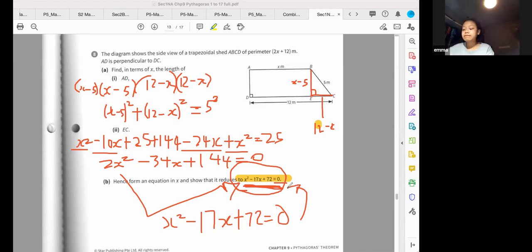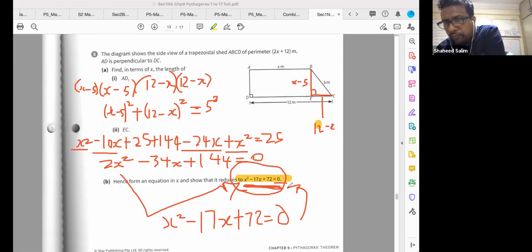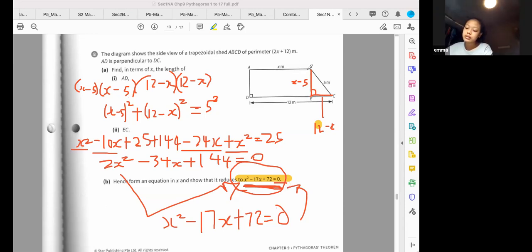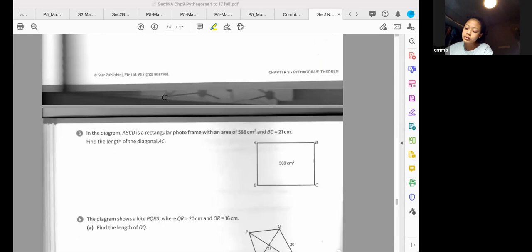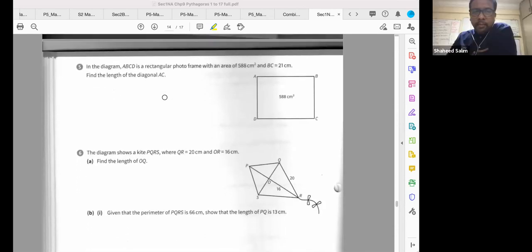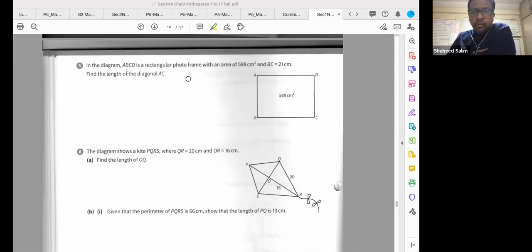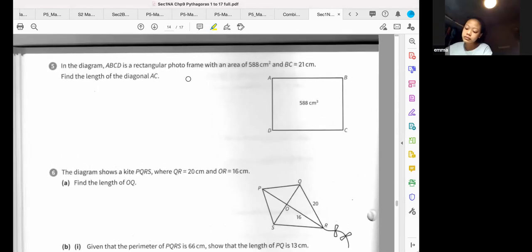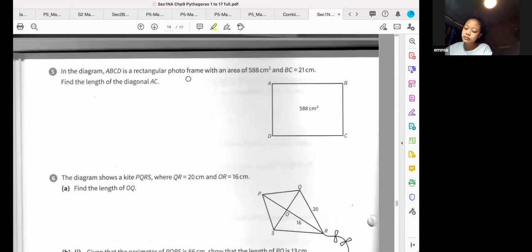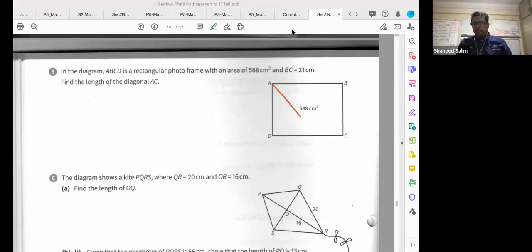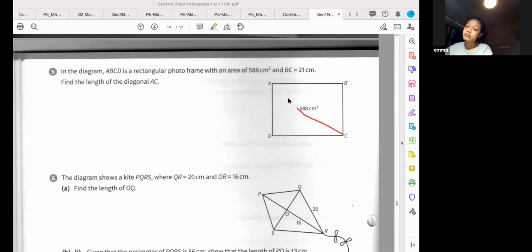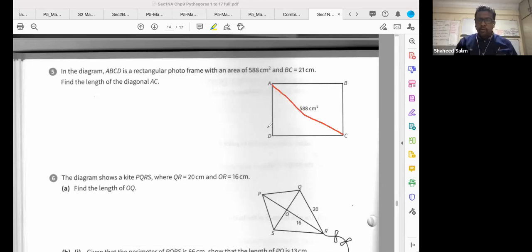Is it difficult, easy, or how? Okay, yeah. All right. We try this one now. They want you to find this diagonal.